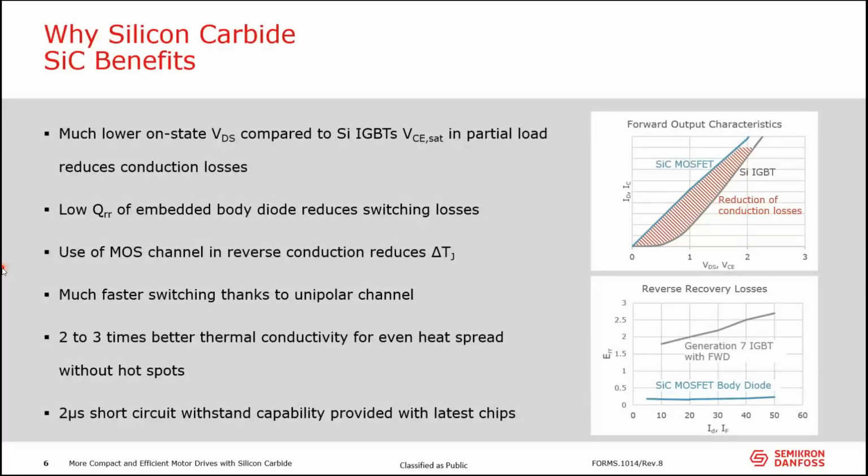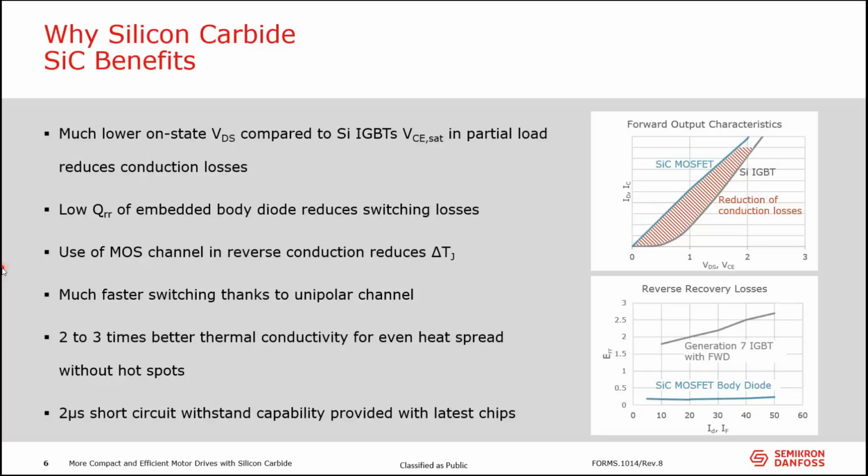The material itself, silicon carbide, has a much, much better thermal conductivity. That means that the heat spread within the chip is much more even than in an IGBT. You don't have heat spots in there. And that, again, is good for the die connection to the DCB, good for the lifetime of this connection.